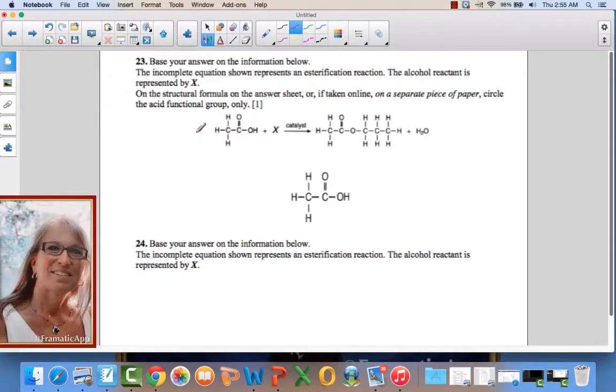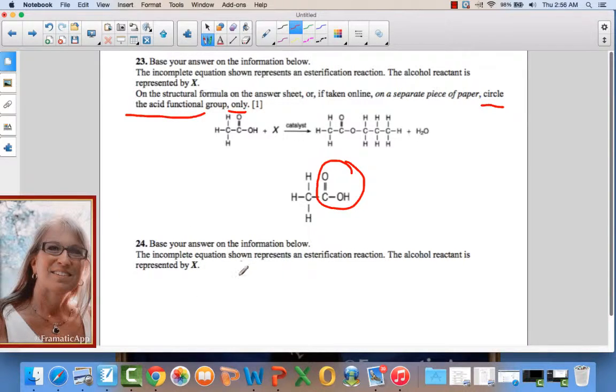Let's see. Circle the acid functional group only. You can always pause and read all this stuff, but as you can see, we're finding that the most important information is actually right before the diagrams or at the end of the question. So it says circle the acid functional group. I think that you guys already know that the acid functional group is the COOH ending. Can match this up right on table R.